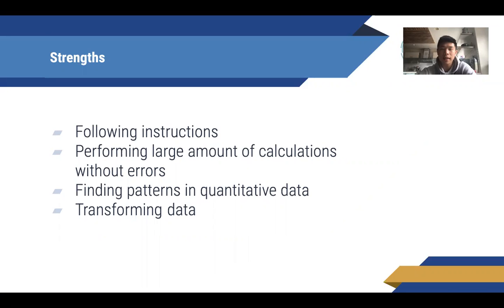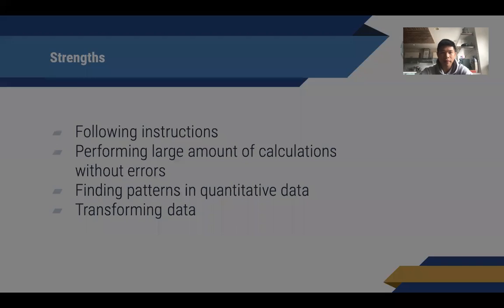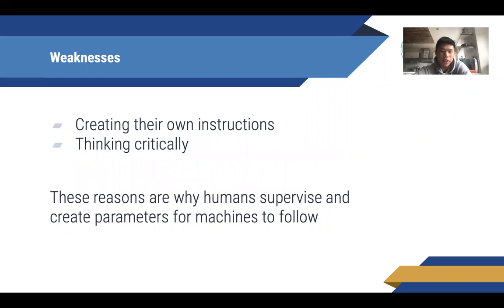Say we had a list of temperatures, but only in Celsius, and we wanted that same list in Fahrenheit. Computers would be very good at taking in that list of temperatures and converting it to Fahrenheit, given a certain formula. However, there are weaknesses: they can't create their own instructions, and they can't think critically. So that's where humans come in, and we're able to supervise and give them the instructions that computers are very good at following.